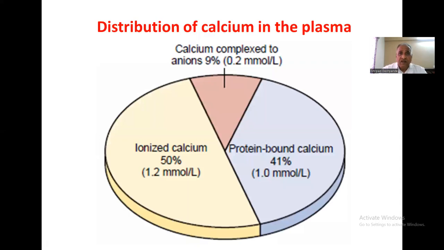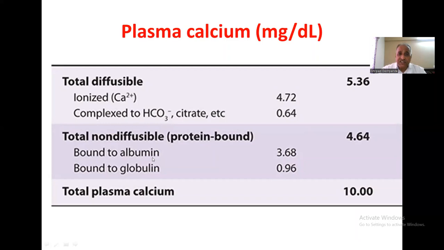You can see the distribution of calcium in the plasma. The ionized calcium is about 50%, that is 1.2 millimoles. Nearly 41% of it is bound to proteins. And the major protein to which it is bound is albumin. You can see that albumin binds a greater portion of the calcium.